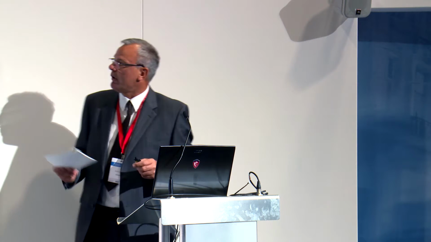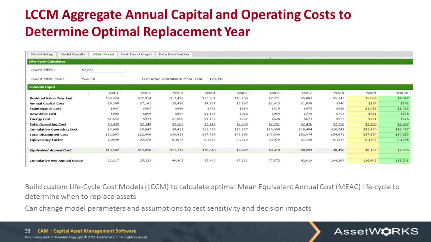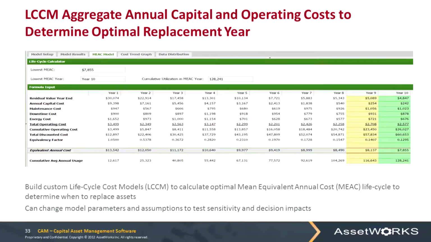So this is an example of a life cycle model for a particular asset. We have found most of our customers at the moment are doing most of this on Excel, and I'm not sure whether you've counted, but we found many different Excel sheets that are used to accumulate all this data and do that capital life planning. So what this is telling us is we've got the residual value and annual capital costs, we've got the total operating costs, the equivalency factor, and then we've got the equivalent annual costs.